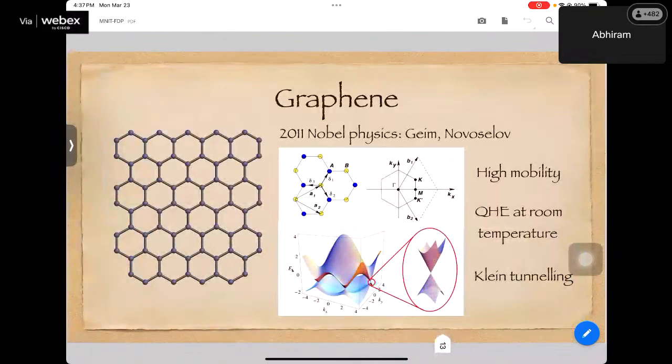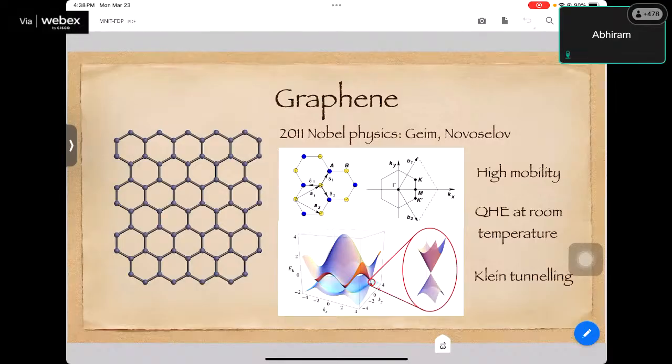Next, I'll go to graphene. Andre Geim and Novoselov, these people won the Nobel Prize in 2011 for exfoliating graphene from graphite. Basically, experimentally it was a Scotch-tape method by which they separated individual sheets of graphene. So what is graphene? Graphene is like graphite, but it's a single sheet of carbon atoms, arranged like this, whatever figure I have on the left. So that is the graphene lattice. It's a honeycomb lattice essentially.